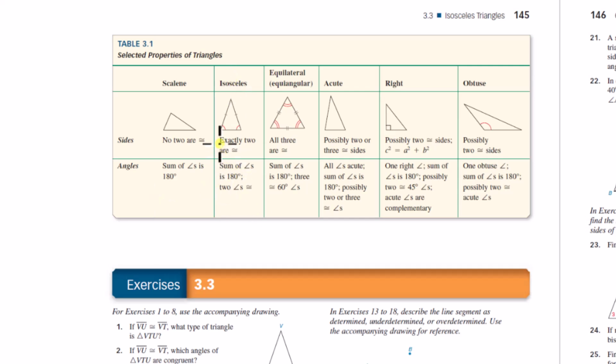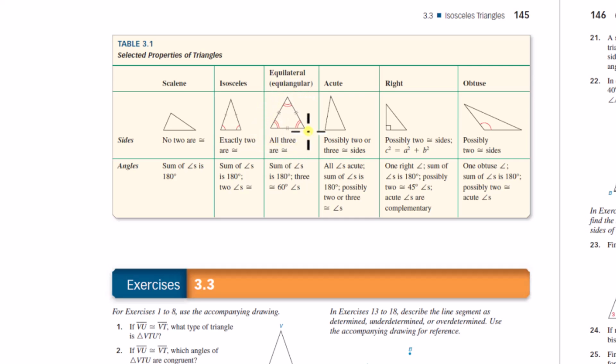Okay, in an isosceles triangle, just two angles are congruent, not three, because then you're going to call that equiangular. So just two are congruent. In that case, the sum of the angles is still 180. That's the case for any triangle. But in this case, you have two congruent angles, so you can take one of the angles and multiply it by 2, add it to the third angle, and that's 180.